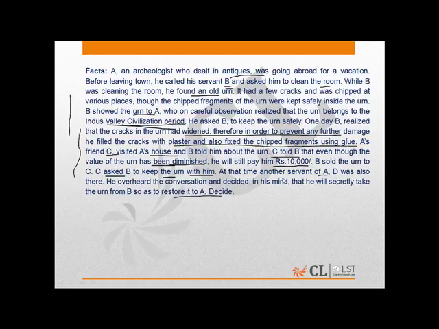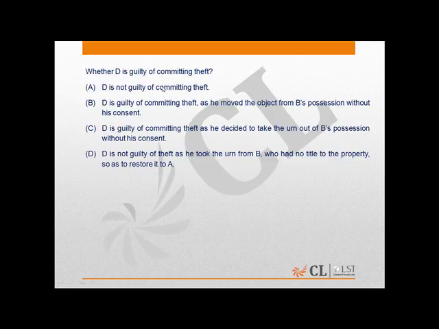Now, at that time, another servant of A, who was D, was also there. He overheard the entire conversation and decided in his mind that he will secretly take the urn from B so as to restore it to A. Decide. Now, over here, we need to decide whether D is guilty of committing theft or not. Now, over here, D is not guilty of committing theft.